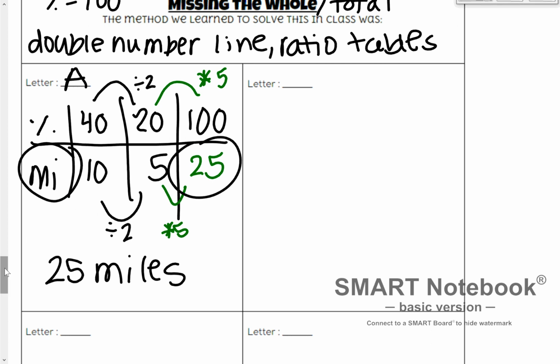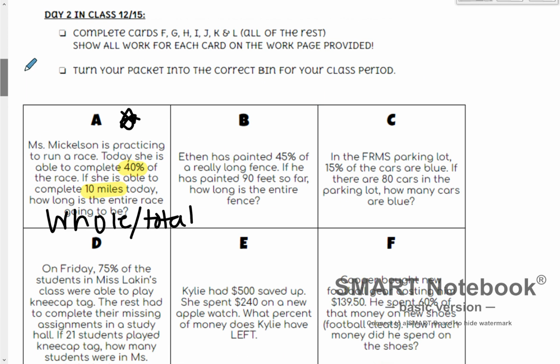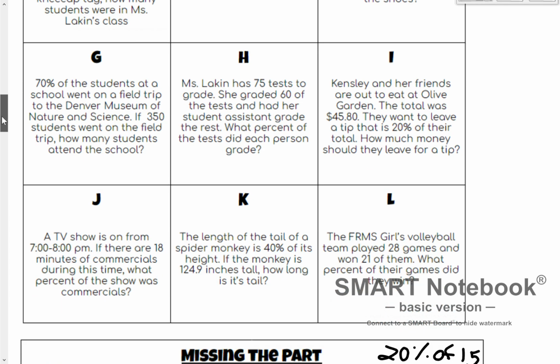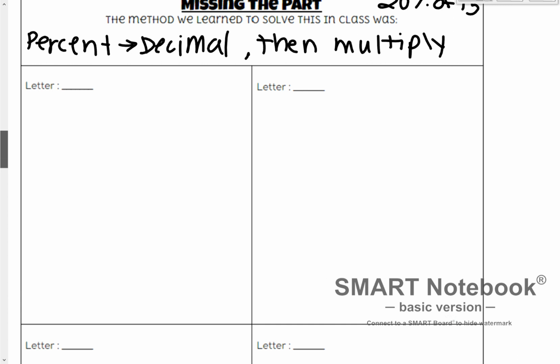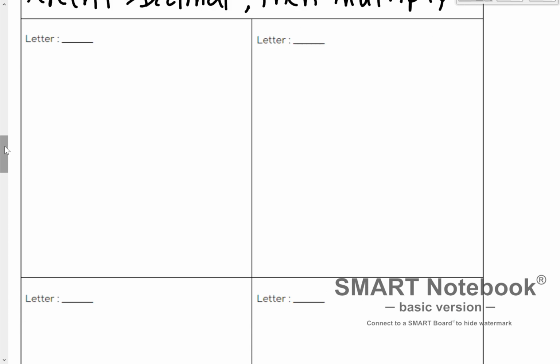So now you're done with problem A. What I would do is go back and definitely cross that one off. Make sure you know that you're done with that one, so that if it's a problem you leave off on, the next day you know that you already did it. And then you're going to move on to problem number or letter B. Once you get to problem B, you're going to read through the problem, see what you're missing, whether it's the part, the percent, or the whole total. You'll go down to that work page depending on what you're missing and show your work there.